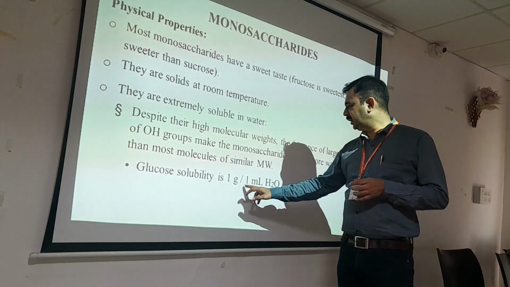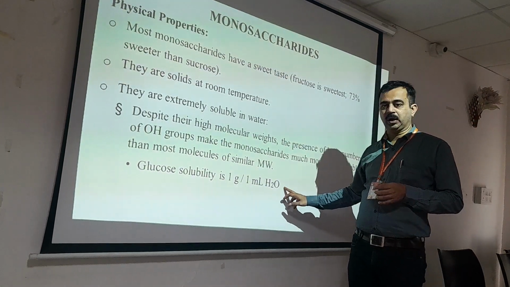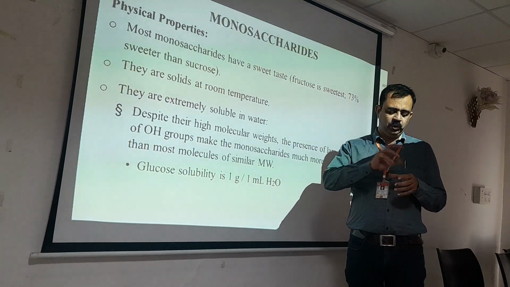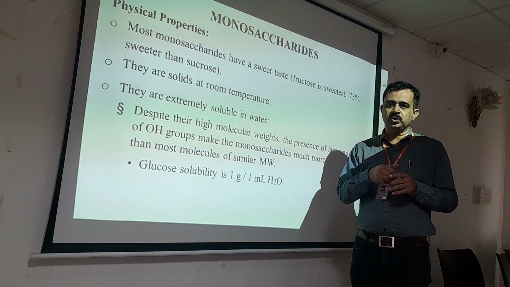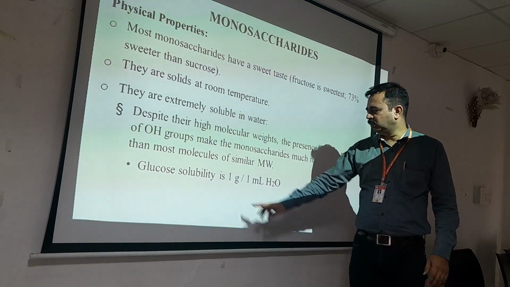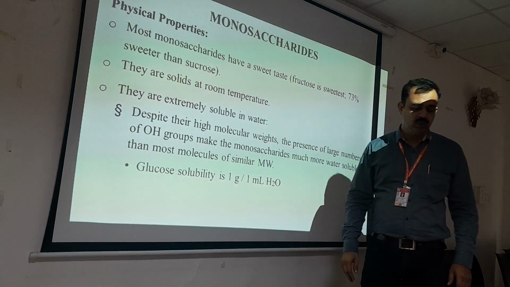Glucose solubility is 1 gram per 1 ml of water. If you take glucose from the market and dissolve 1 gram in 1 ml, the whole content can be dissolved.